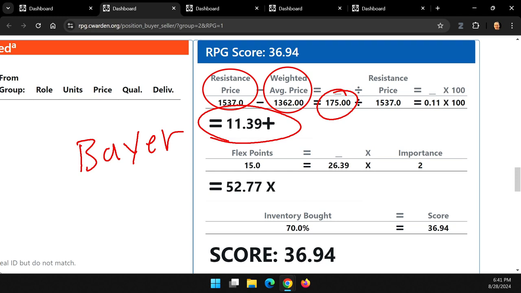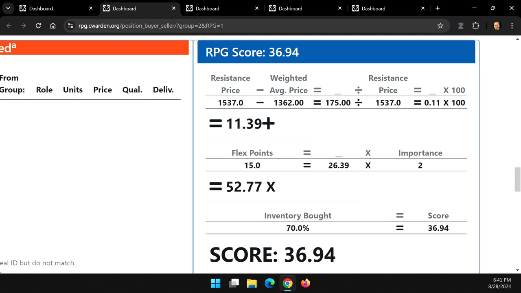So we go ahead and turn it into a fraction, then turn it into 100. So basically it's a percentage. We end up with 11.39. Good. Then we're going to add that to the flex points. So this kind of becomes similar to flex points. And here we have our flex points, 15. So we end up with 26.39.